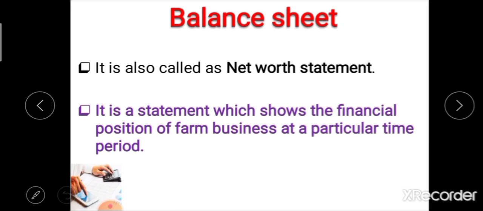Basically, the balance sheet is a financial statement which shows the financial position of a farm business at a particular time period, and is known as a balance sheet or net worth statement. This is the definition of balance sheet.